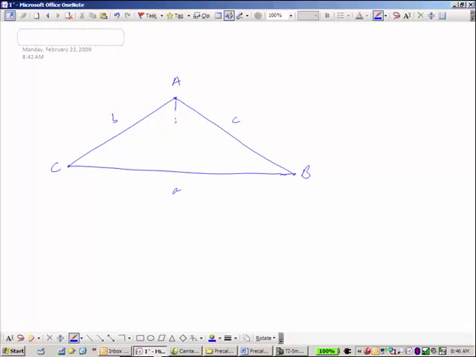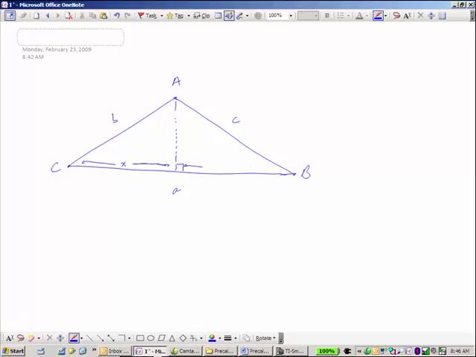So the first thing I'm going to do is sneaky. I'm going to make not one right triangle, but two right triangles. Is that all right? And this is actually going to be the key to it. I didn't have a right triangle, but now maybe I have two right triangles, and that's going to be very helpful. So I'm going to call this X.